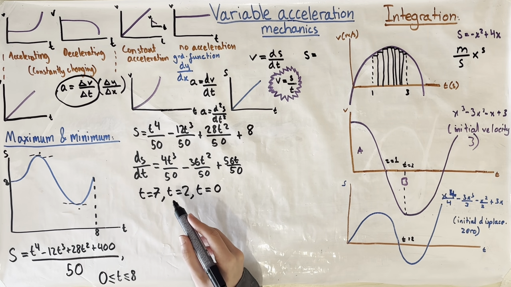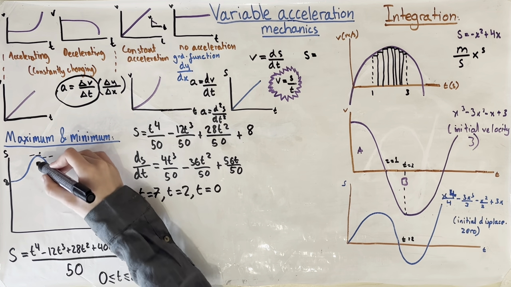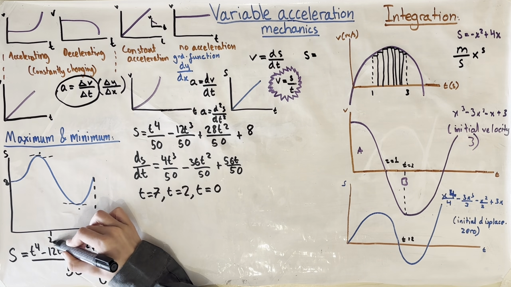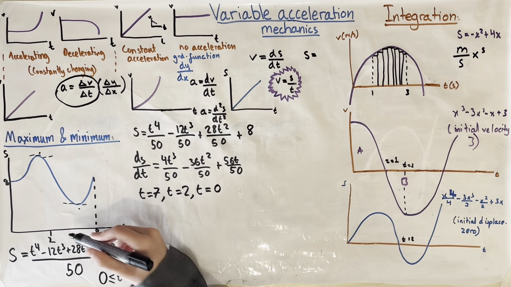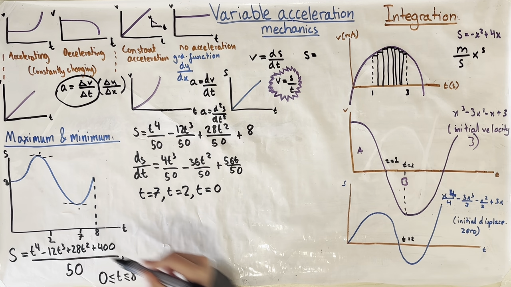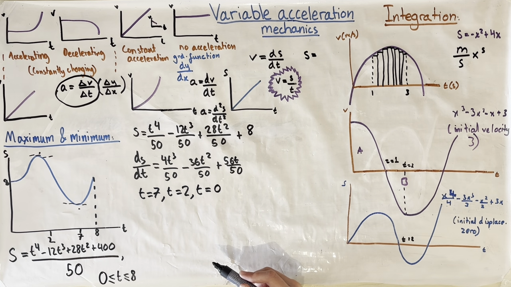Okay, so t equals 2 references this point in the graph, and t equals 7 references this point in the graph. So we can see that 2 is going to give us our maximum value, and 7 is going to give us our minimum value. So we substitute the time back into the equation.